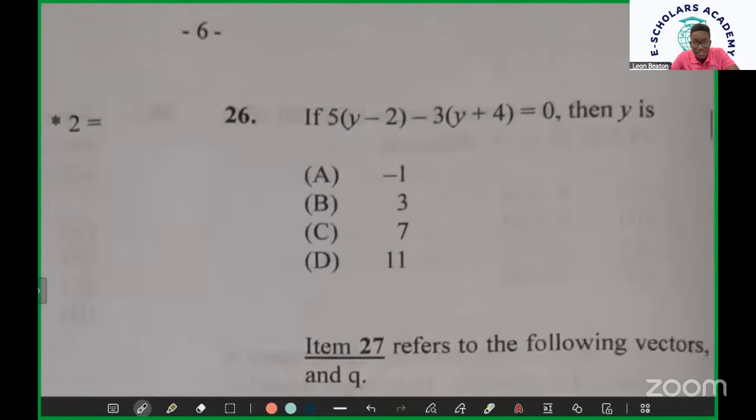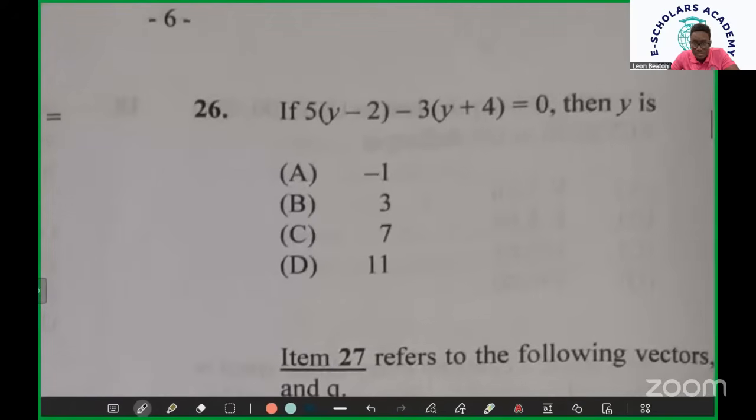All right, so this one here. If 5(y − 2) − 3(y + 4) = 0, then y is equal to? So let me write that back: 5(y − 2) − 3(y + 4).